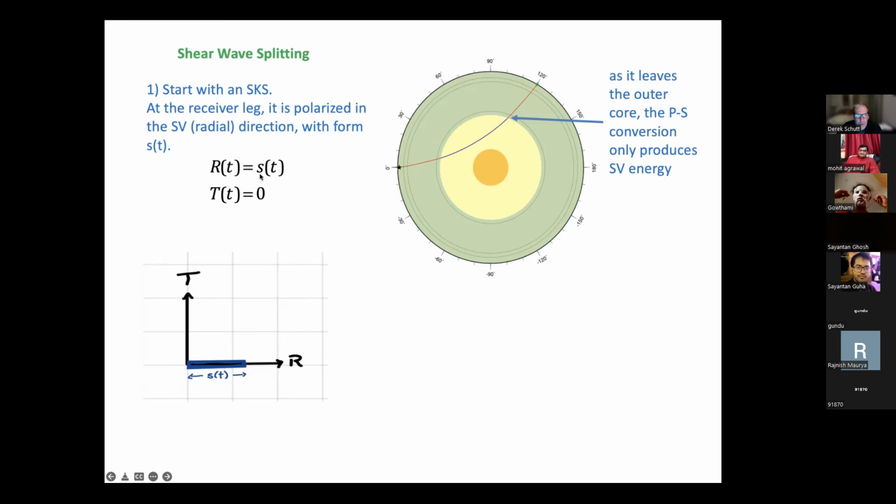And so we can call that the source time function and say it's solely on the radial channel and not on the transverse channel. And if I plot the seismogram on a radial versus transverse channel, it'll just be shaking on the radial channel.